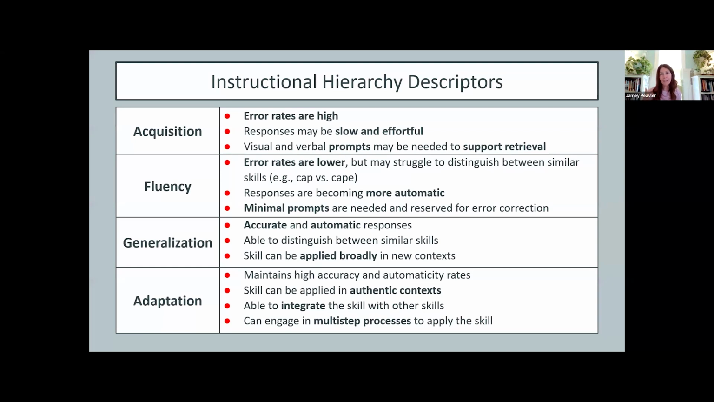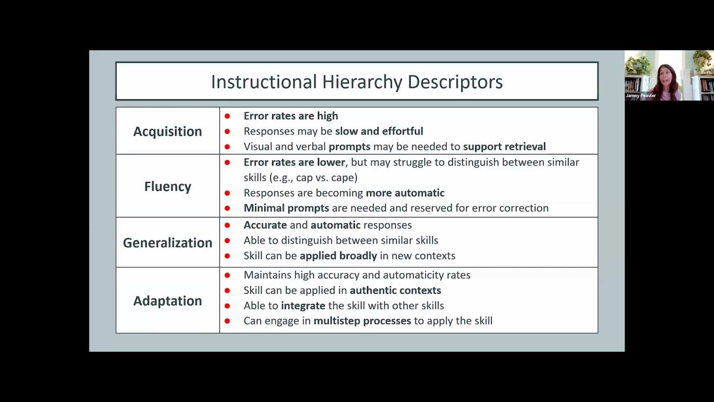So it's not coming automatic. You might see them having to think through the process. They may even need you to provide visual prompts, like pointing to that E at the end of the word. Or they might need you to prompt them by saying, now, what is that E doing to the vowel in the base word? So you may find that you're having to support them both in error correction and just generally in that retrieval process. So that's acquisition. So acquisition is very clunky.